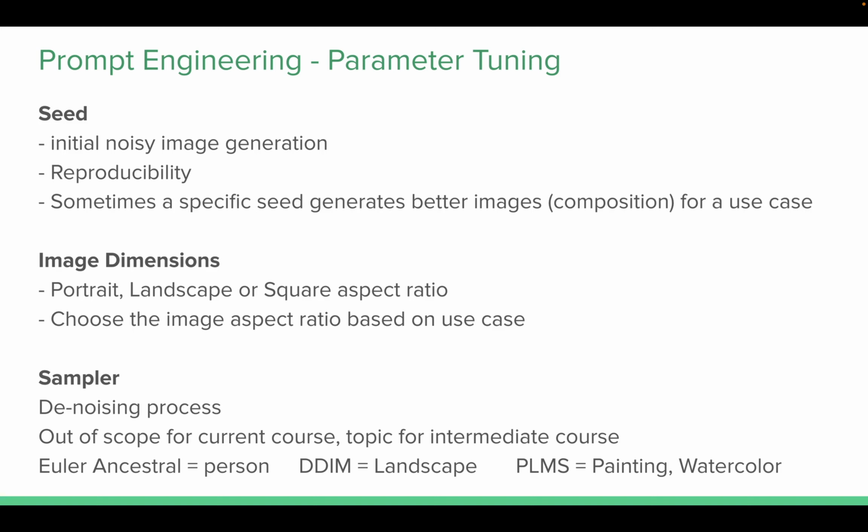Sampler determines the denoising process. It is out of scope for the current course. We cover it in some detail in the intermediate course. But we can use the following thumb rule to work with the samplers. Euler ancestral gives good results for a person as subject. DDIM in general is a good sampler and gives good results in many use cases, but generally it gives the best results for landscape, nature photography, paintings, other things. PLMS gives good results for images which have illustration, watercolor, and sort of abstract subject.